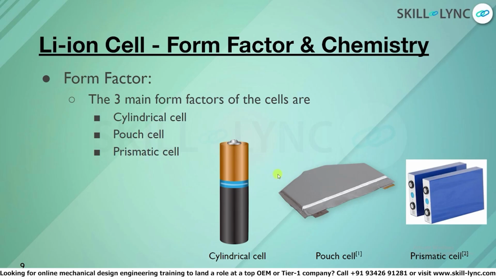Cylindrical, pouch, and prismatic each has its own advantages. Cylindrical cell being small, it can be flexible. You can put it in any direction, any orientation, any shape. Pouch and prismatic cells are mostly common. You can arrange them only in rectangular ways because of their shape and the nature of the cell.